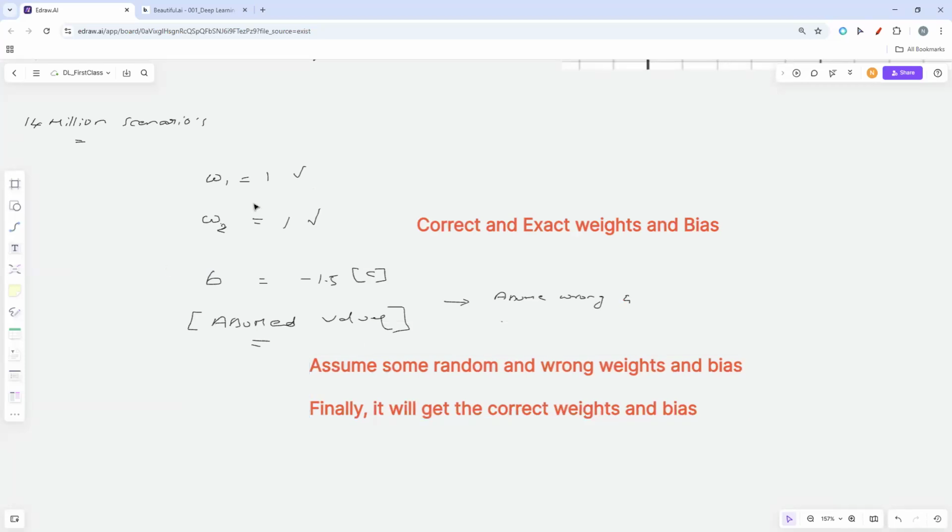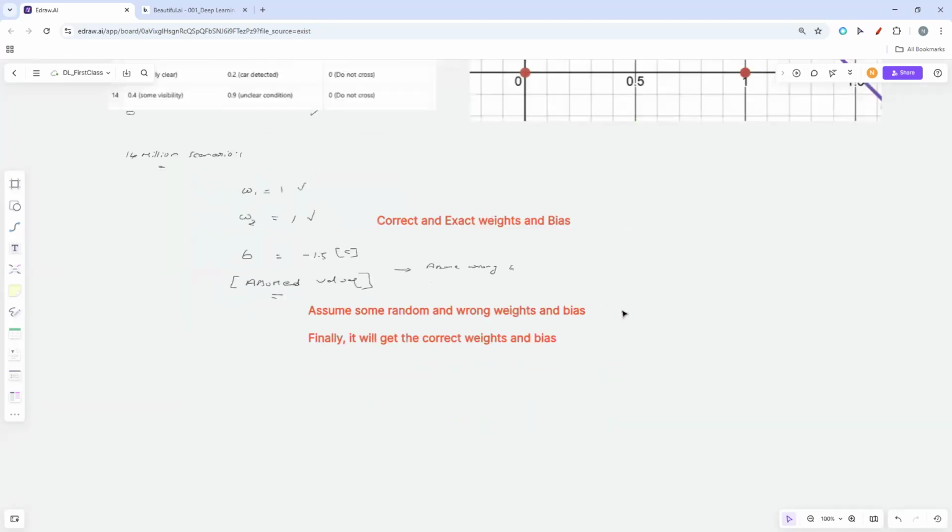Whatever values I have assumed here might be wrong, or in this particular scenario, I know these should be the values and I assigned them correctly. Being a trainer, I know these are the correct values. But in a model, what it will do is assume some random and wrong weights at the starting, and then finally it will correct those weights and biases, and they'll end up over here. So this is nothing but your model training.